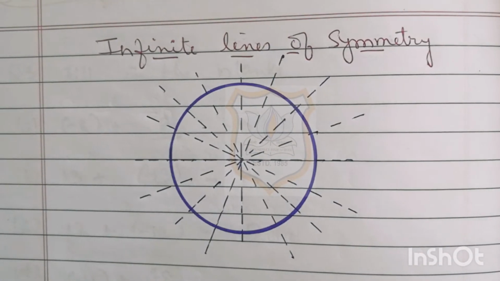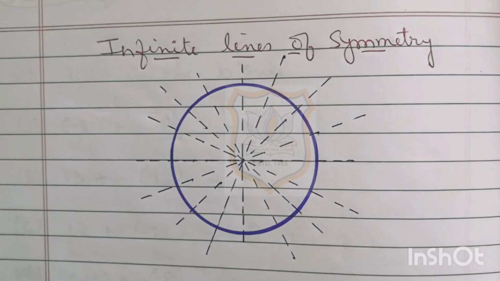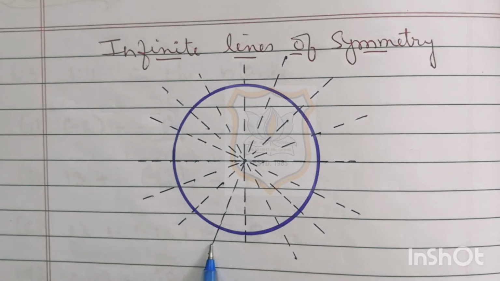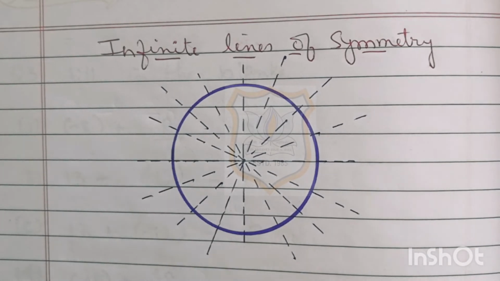Next is infinite lines of symmetry. Infinite means unlimited. Some figures have not one or two but infinite lines passing through the center and the figure is still symmetrical. Example, a circle. A circle has infinite lines of symmetry.